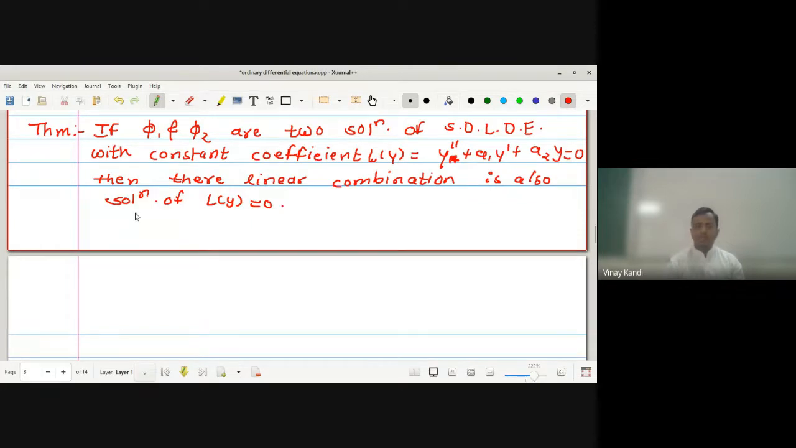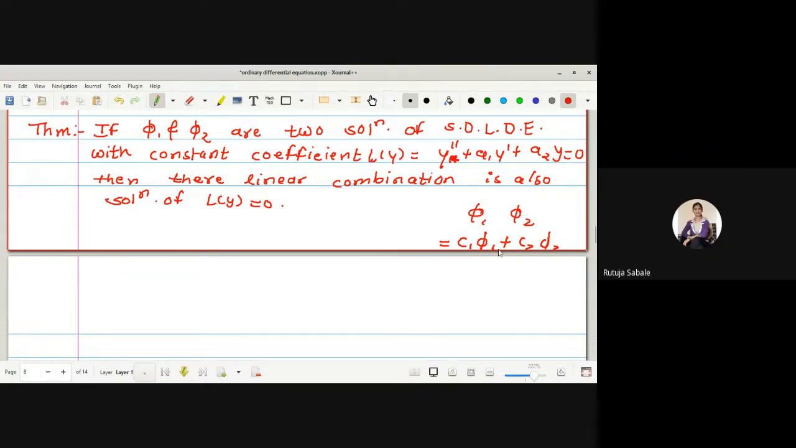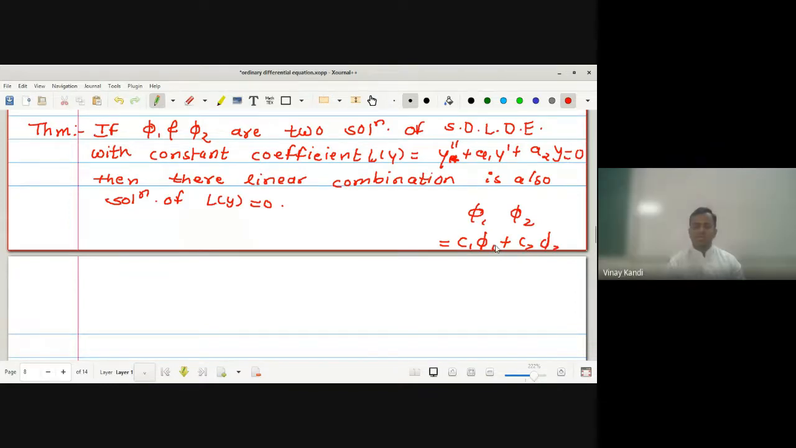It means that the linear combination is nothing but c1 phi 1 plus c2 phi 2, where c1 and c2 are any complex constants. We have to show that this also satisfies the equation L of y equals 0. That is, to prove that L of c1 phi 1 plus c2 phi 2 satisfies the given equation. Now, the proof.